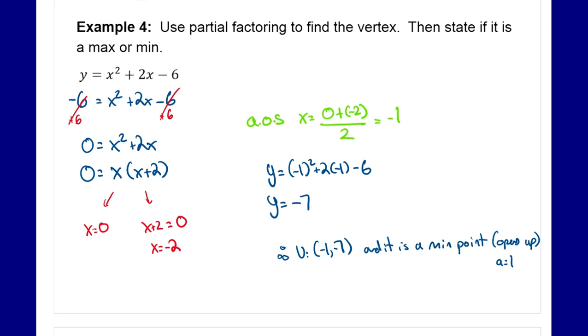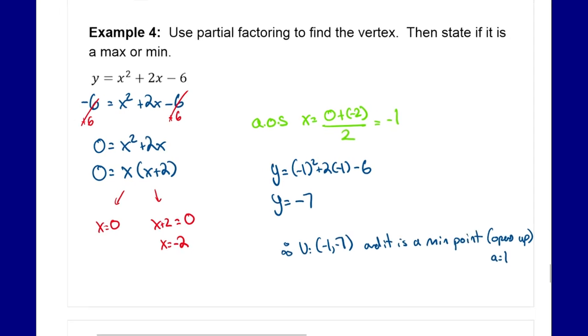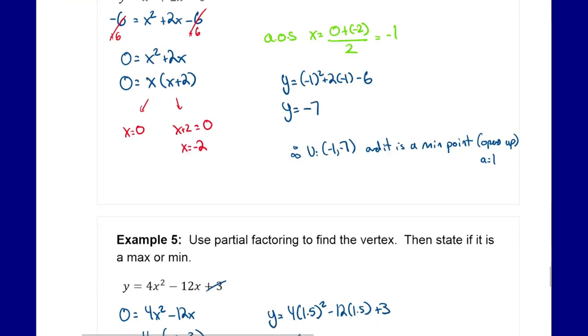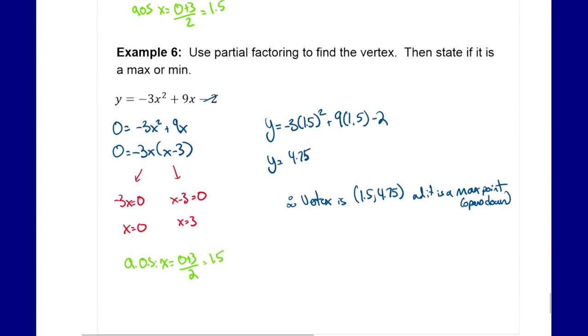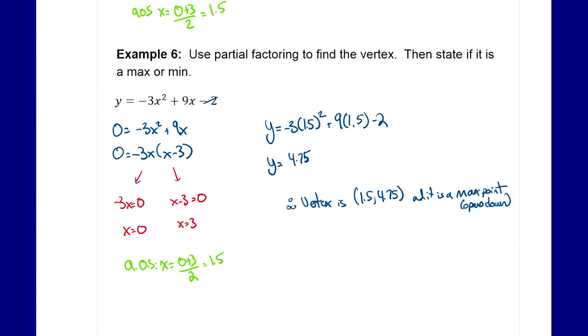Again, you could use partial factoring, you could use completing the square. Each is fine. They both allow us to find the vertex and determine whether it's a maximum or minimum. So again, those are just some different examples, some different scenarios that we might come across. Again, the idea is just make sure you're comfortable using either method to find the vertex and determine whether it's a maximum or minimum value.